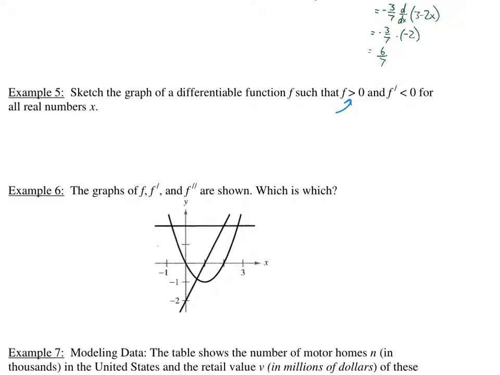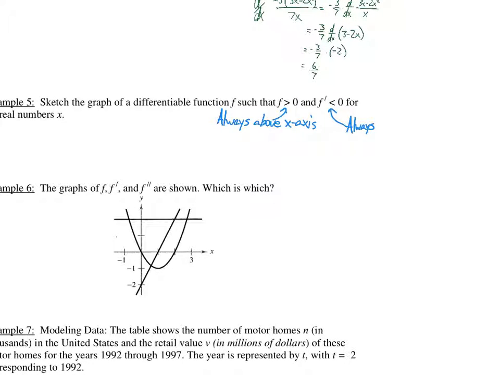It's always above the horizontal axis. Okay? Always above the x-axis. But what does it mean if the f prime is always less than 0? It's always going to be going down. Yeah, it's always going to be decreasing. Now, how in the world can I always decrease but stay above the x-axis? Approach 0. All right, so 0 must be a what?